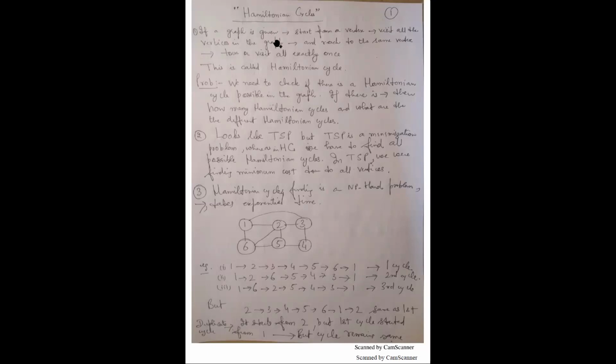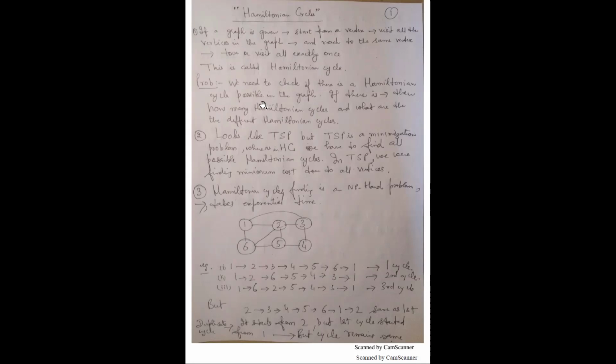If a graph is given, and let's say I'm taking this example of 6 vertices, right? If a graph is given to you, and if you start from a vertex, you visit all the vertices once and come back to the same vertex. So that's what I have written here. If a graph is given, start from a vertex, visit all the vertices in the graph and reach the same vertex, or what we call a tour, visiting all exactly once. So this is called a Hamiltonian cycle.